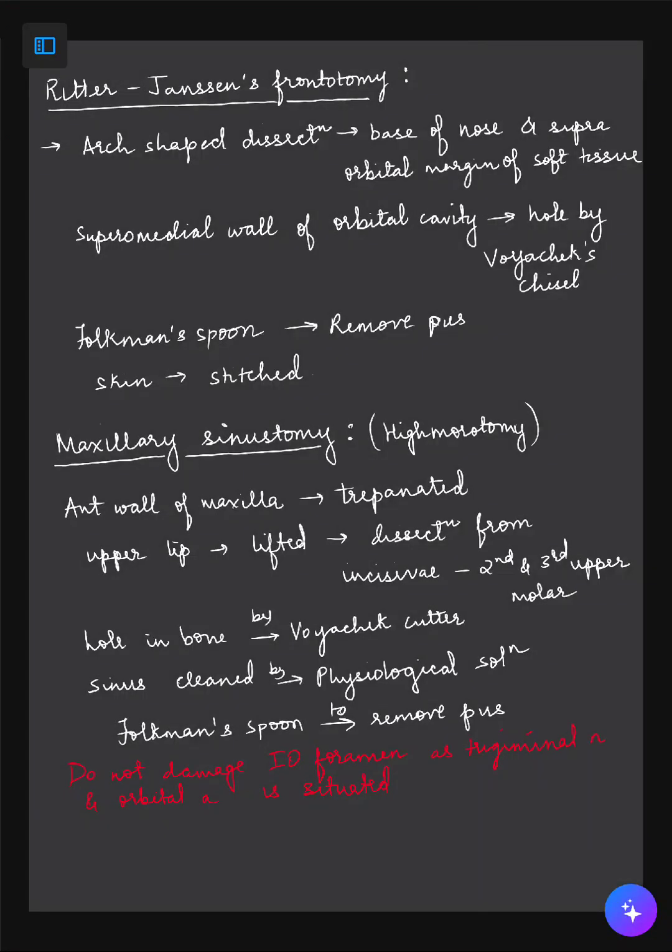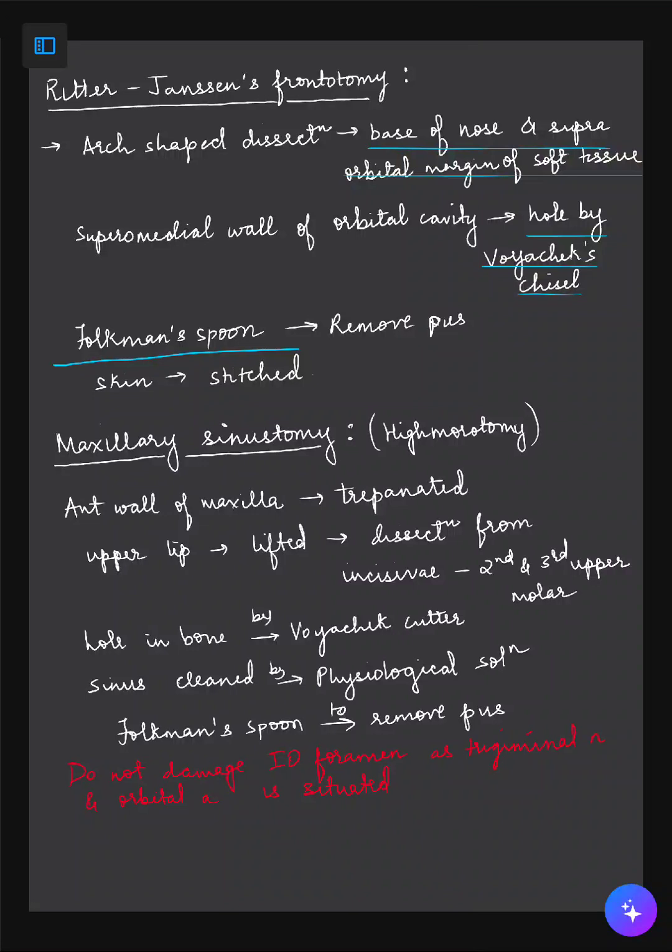Now, Ritter-Jansen's frontotomy. An arc-shaped dissection is made along the base of the nose and the supraorbital margin of the soft tissue. Okay. Then the superior medial wall of the orbital cavity is exposed. In this cavity, a hole is made with the gouge and chisels. Then we need to remove the pus with the Volkmann spoon and the skin is stitched.